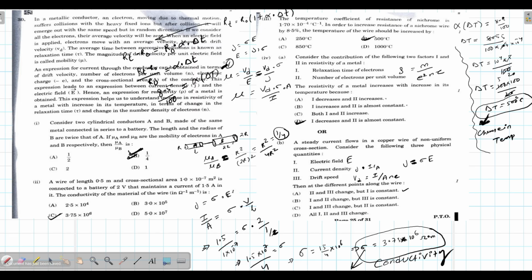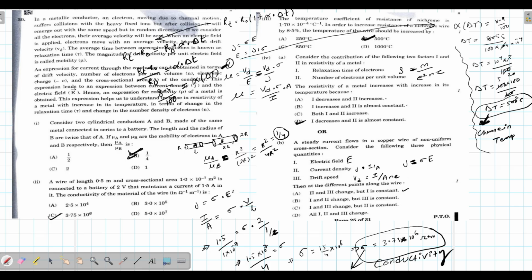Putting this value over here, alpha delta T is 8.5 by 100, so delta T equals 500 degrees centigrade. The answer is 500 degrees centigrade.